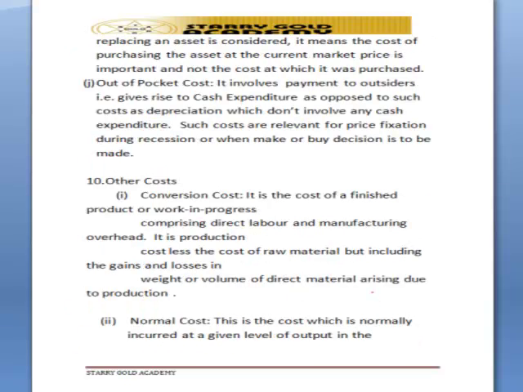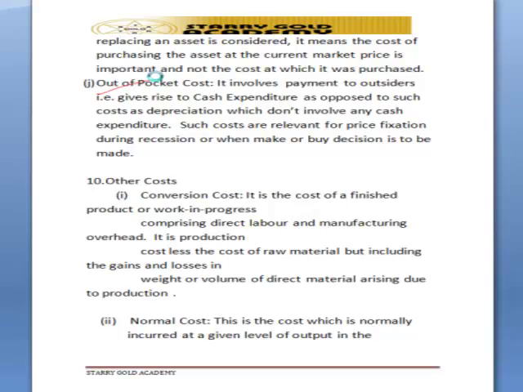So that is what we mean by replacement cost. We also have what we call out of pocket costs. Out of pocket costs involve payments to outsiders. For instance, they give rise to cash expenditure as opposed to such costs as depreciation. Now, depreciation is not a cash outflow. So out of pocket costs are those costs that will necessitate cash to flow out of the organization to a third party. So that's why we call them out of pocket costs.